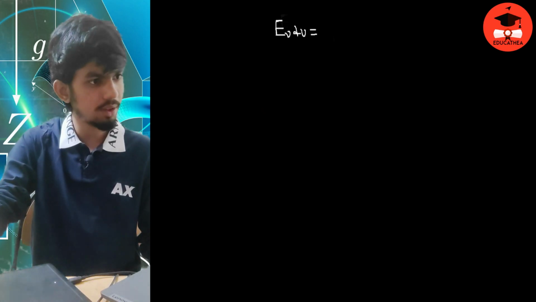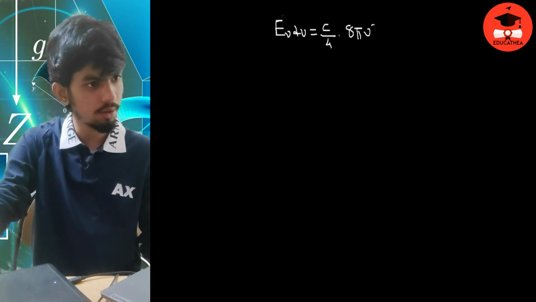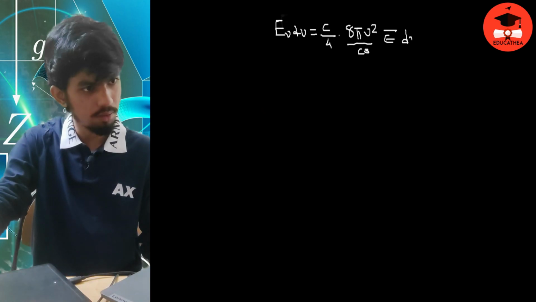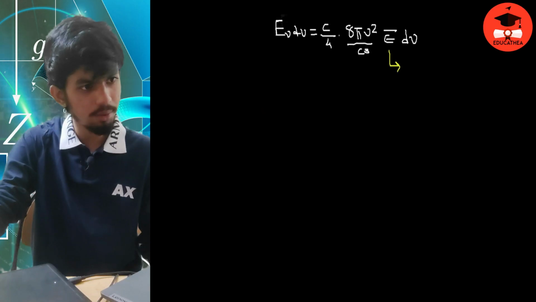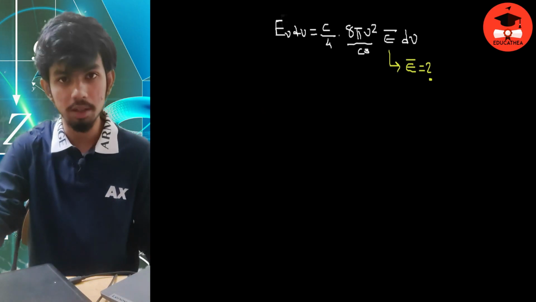Thank you, Billy. So in our last video, we have seen the expression for E nu d nu, which looked something like this: c by 4 into 8 pi nu square by c cube epsilon bar into d nu. And now our question is to find out the value of epsilon bar. What is epsilon bar equal to?